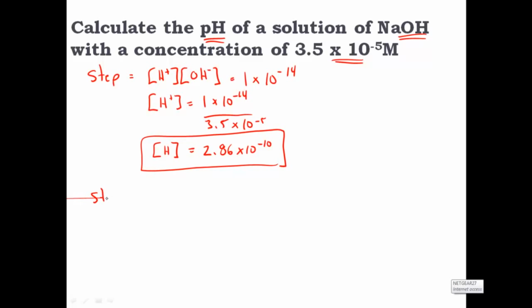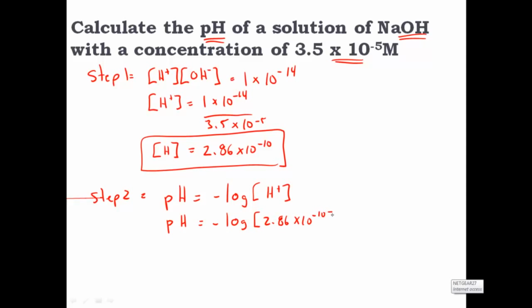Step number 2 is going to be to use the concentration in my pH formula. pH is the negative log of the H plus ion. So when we plug the number in, the pH is going to be equal to the negative log of 2.86 times 10 to the negative 10th. And our pH is going to have a value of 9.5.